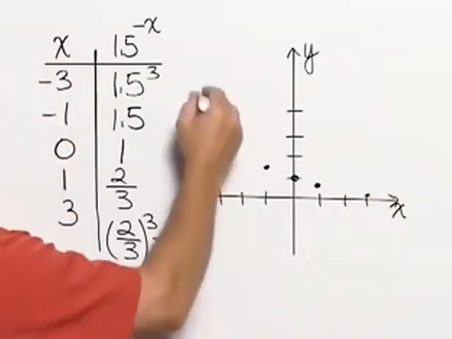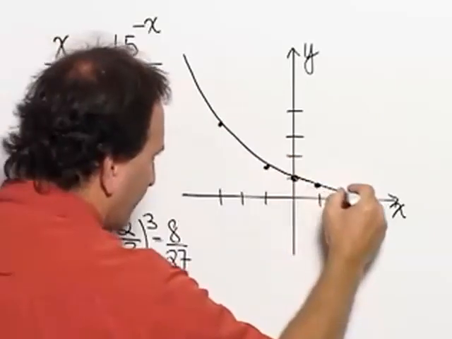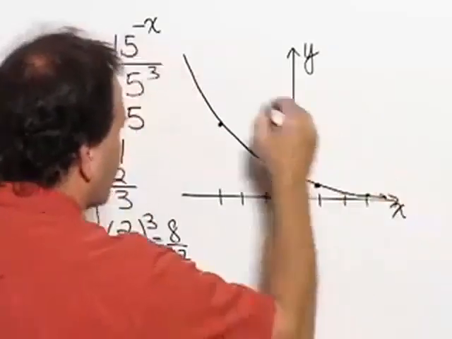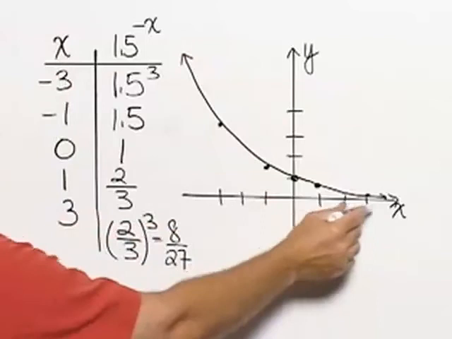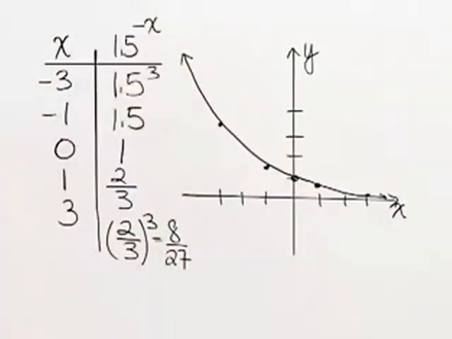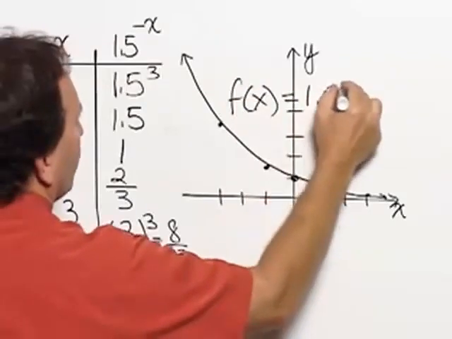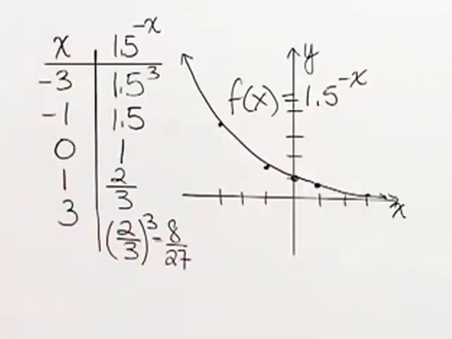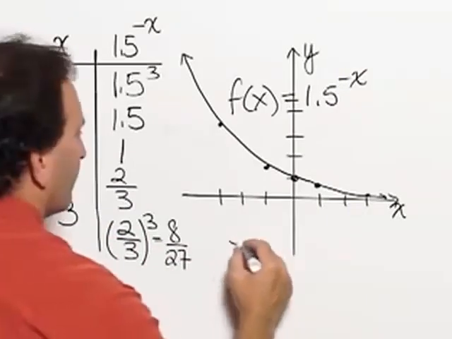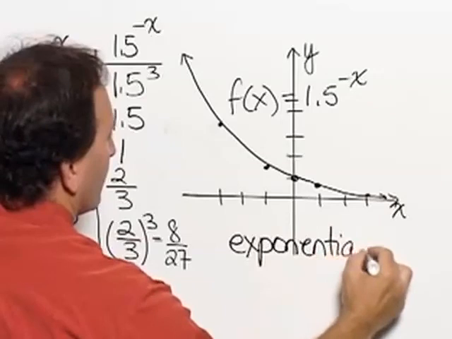So we can see that what our graph is doing is coming down like this and approaching the x-axis over here. Here it's going up to infinity. So this is the graph f of x equals 1.5 raised to the negative x. This is an example of exponential decay.